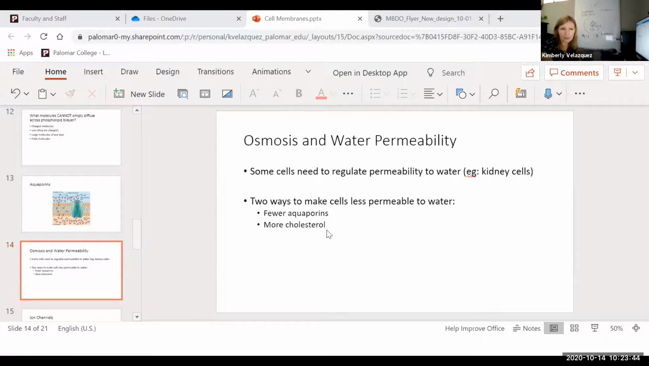Okay, then the other thing we can do is put more cholesterol in that membrane. If you have more cholesterol, then that cell is also less permeable to water. It's less permeable to everything. So more cholesterol and fewer aquaporins, and we can really regulate water coming in and out of the cell. Any questions about that?